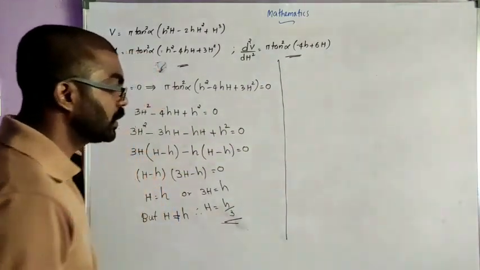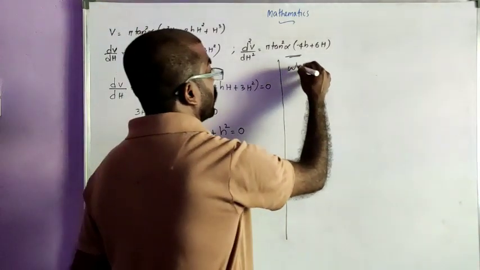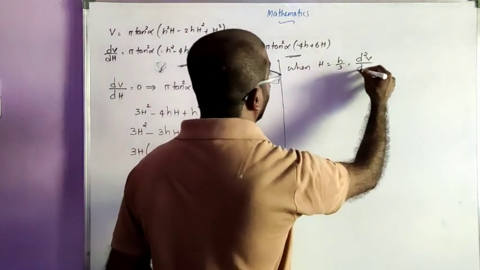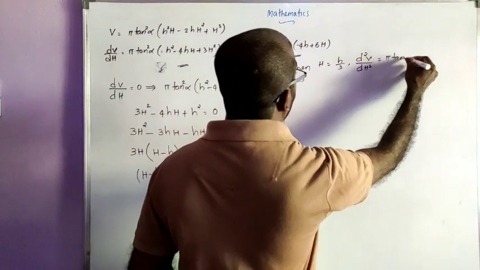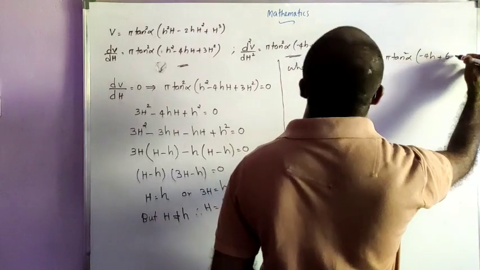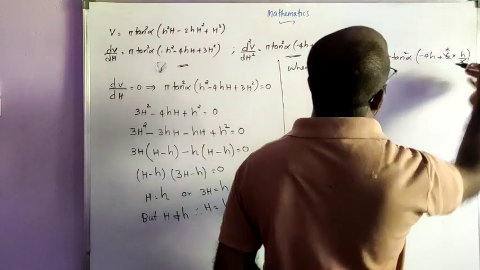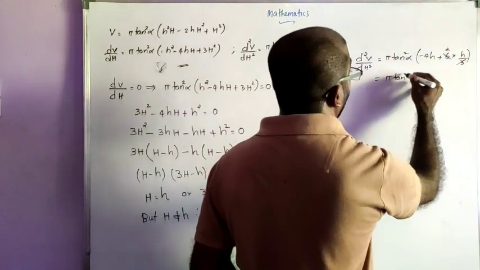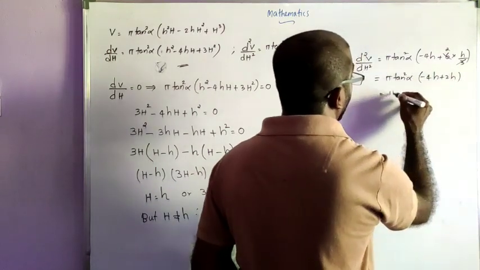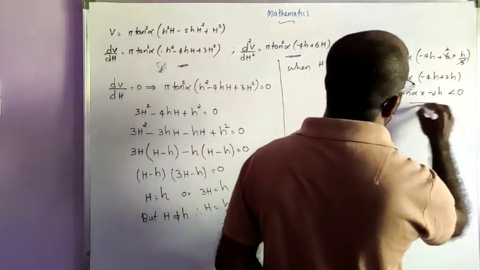Now we can check the sign of the second order derivative when capital H is equal to small h by 3. So when H is equal to h by 3, d²V/dH² equal to π tan²α, then minus 4h plus 6 into small h by 3. 3 and 6 we can cancel by 2. So π tan²α into (minus 4h plus 2h), that is π tan²α into minus 2h, which is less than 0.